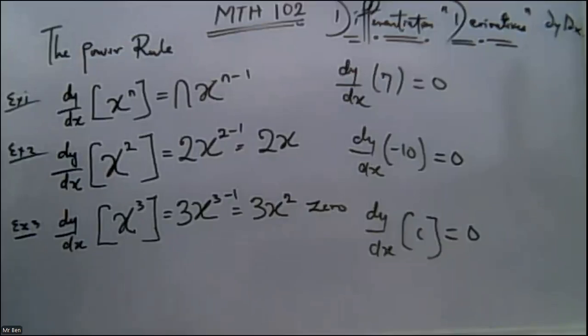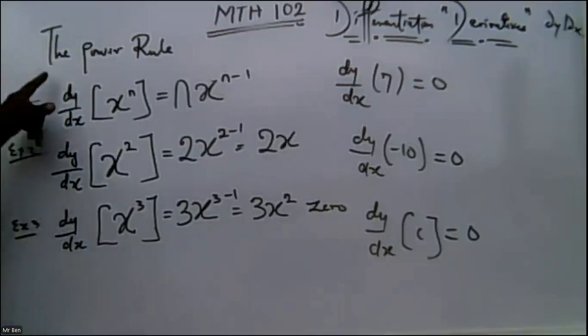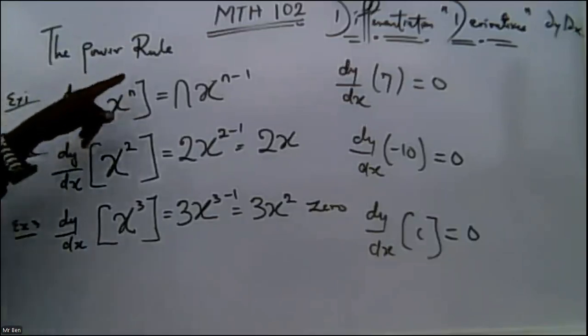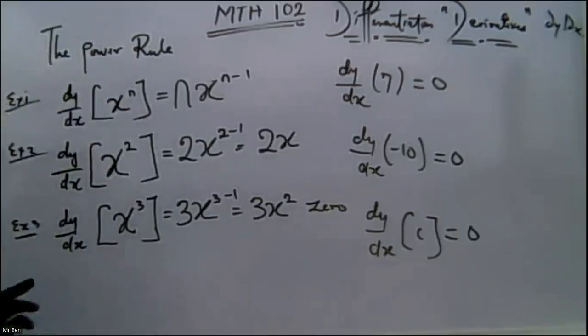Okay. Now, this we are using the power rule. P-O-W-E-R, power rule. This is how to differentiate. That is how to find dy dx. Just times and take. Differentiation is times and take. Let's have another example.